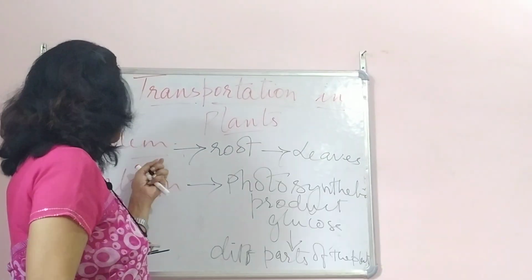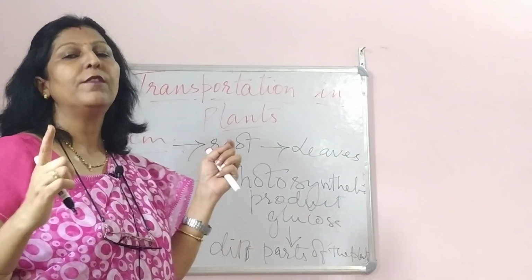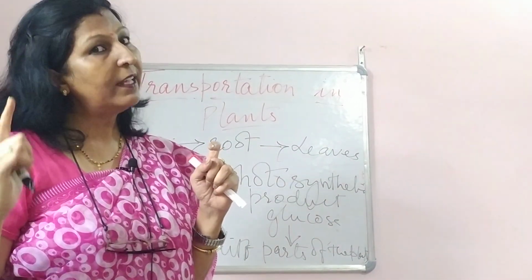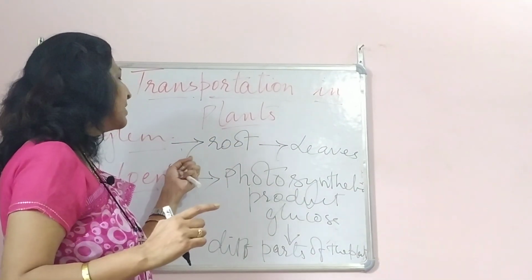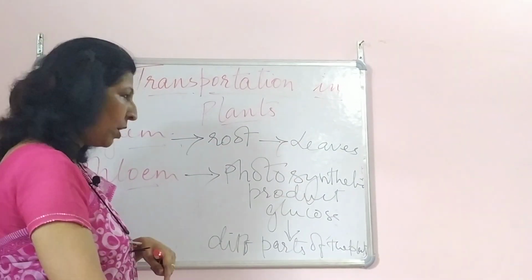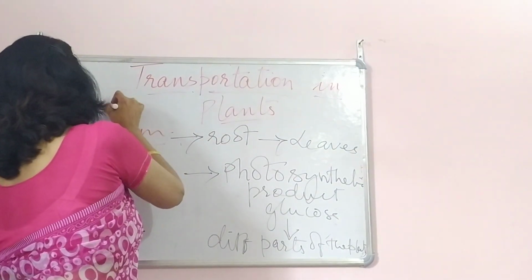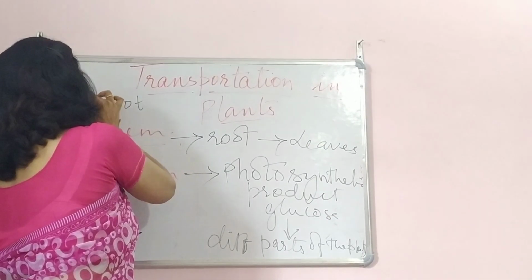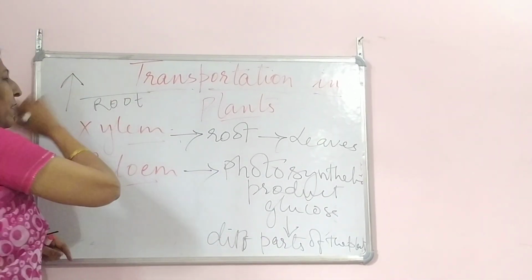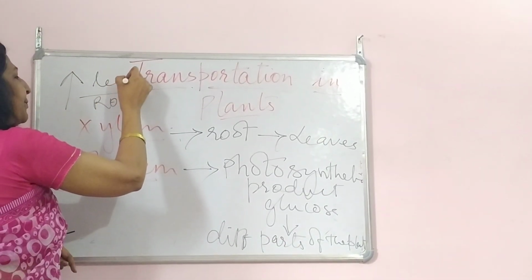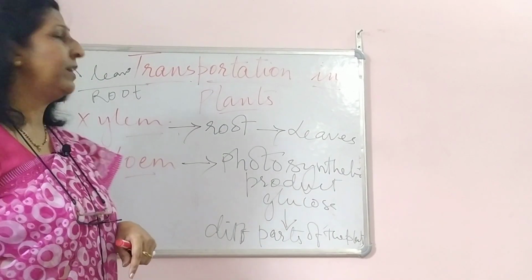Now children, one more thing I want to tell you. Xylem is always unidirectional. Unidirectional, do you understand? Unidirectional means always from the root towards the leaves, that is, from the bottom to the top, towards the leaves. Got it? So only in one direction.